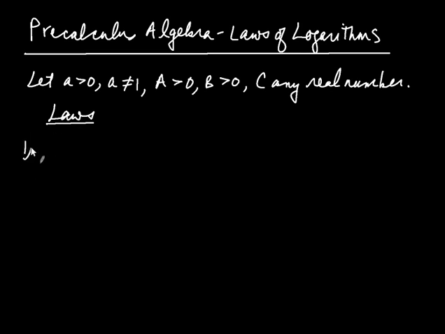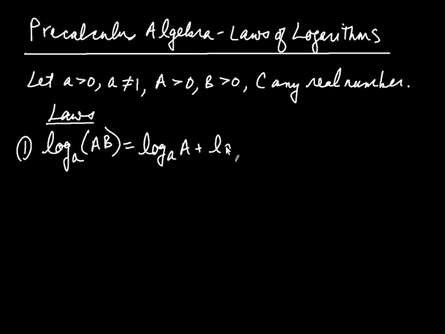So the first law says that the log base a, and a is any positive number not equal to 1, of a product, A multiplied by B, is equal to the sum of the two logs. So it's equal to log base a of big A plus log base a of big B. In other words, a log takes a product to a sum of the two logs. Second law, and I'm going to go ahead and prove the first law in a moment.